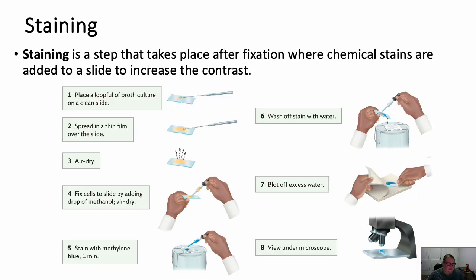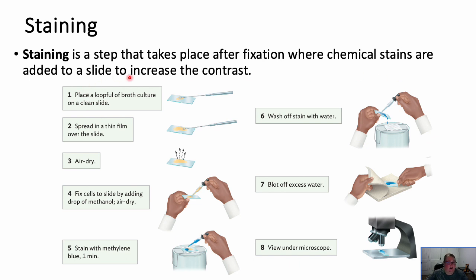Okay, so we have heat fixed our sample to our slide. Now it's time for the contrast step. Okay, so if we just use a single stain, it's called a simple stain or simple staining. Staining is the step after fixation where we're going to add a chemical stain or dye to the slide to increase the contrast so we can see more underneath the microscope.